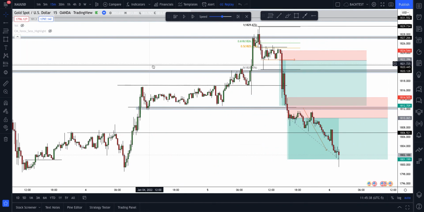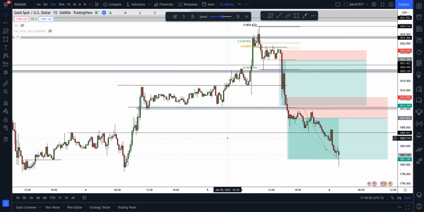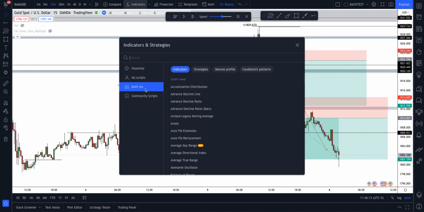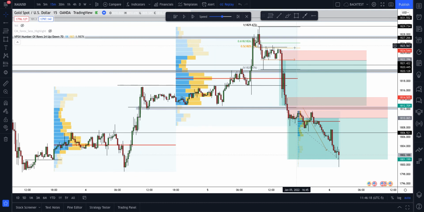I would do one last video, part three of how I trade, how I backtest. I'm sorry, and there I would go even deeper. This is just the basics of how I trade, just the basics. But I'm going to show you how you can lay out zones at the same time. The third one would be volume profile, which is this. You go to indicators, built-ins, volume profile, session volume. I'm going to show you how I usually use it.